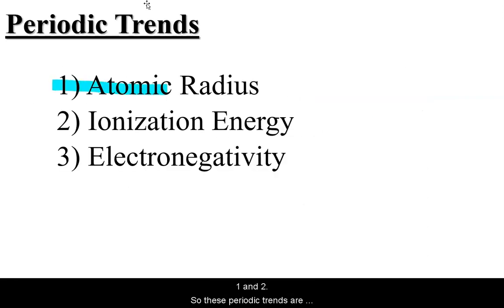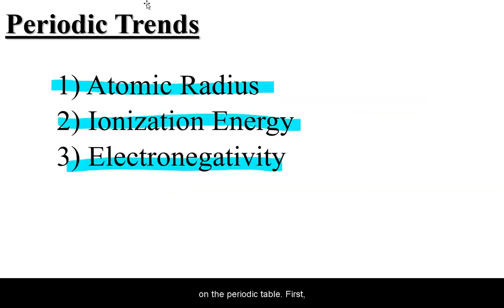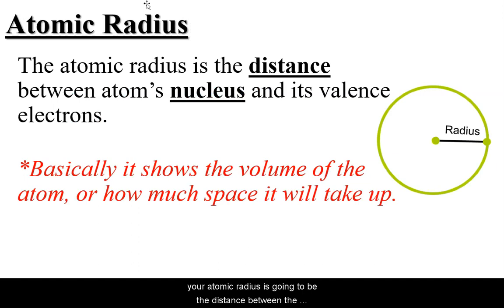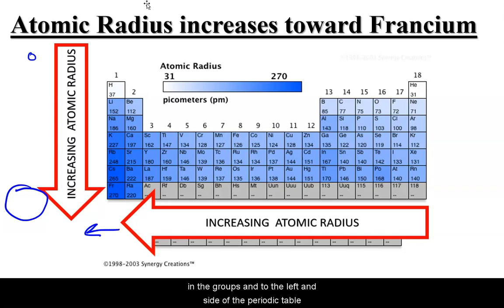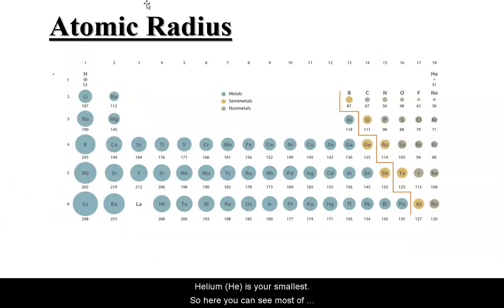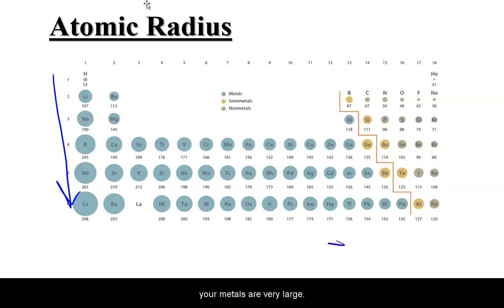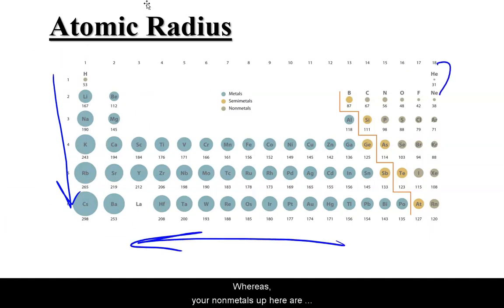So these periodic trends are ways we can distinguish differences in the elements on the periodic table. First, your atomic radius is going to be the distance between the atom's nucleus and its valence electrons. Basically, it shows the volume of the atom or how much space it'll take up. The atomic radius increases as you go down in the groups and to the left-hand side of the periodic table. So francium down here is your biggest element, whereas helium is your smallest. So here you can see most of your metals are very large, whereas your nonmetals up here are very small.